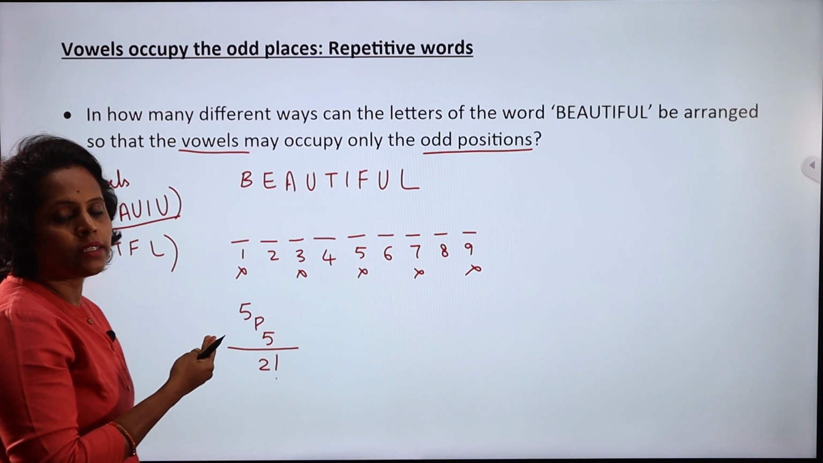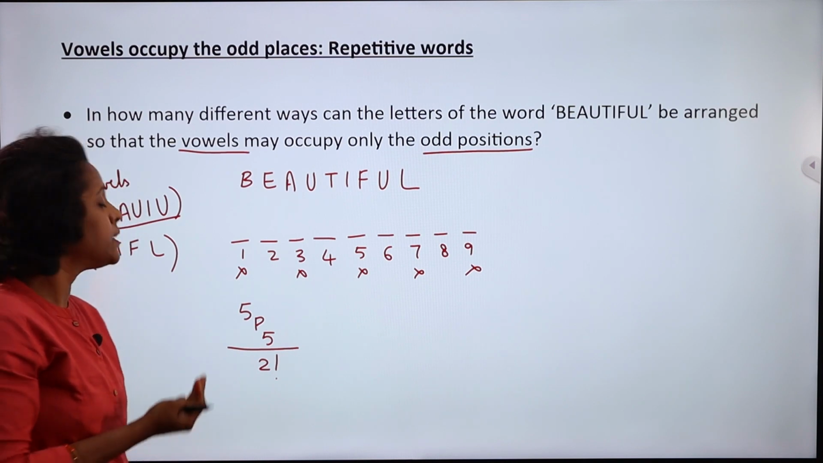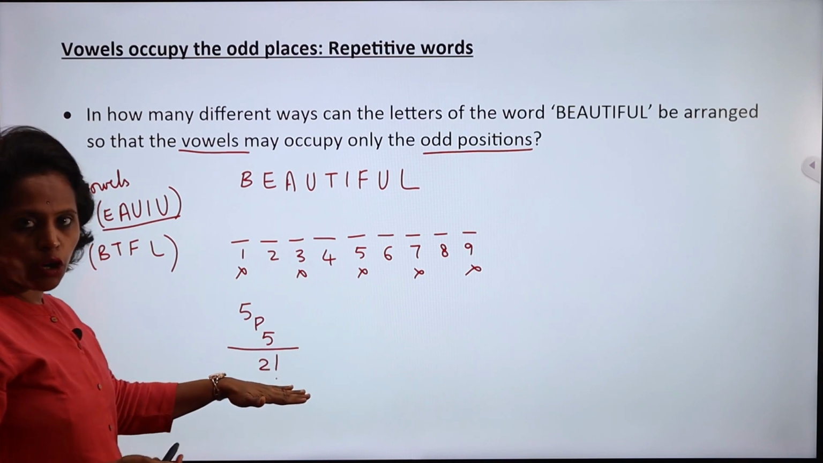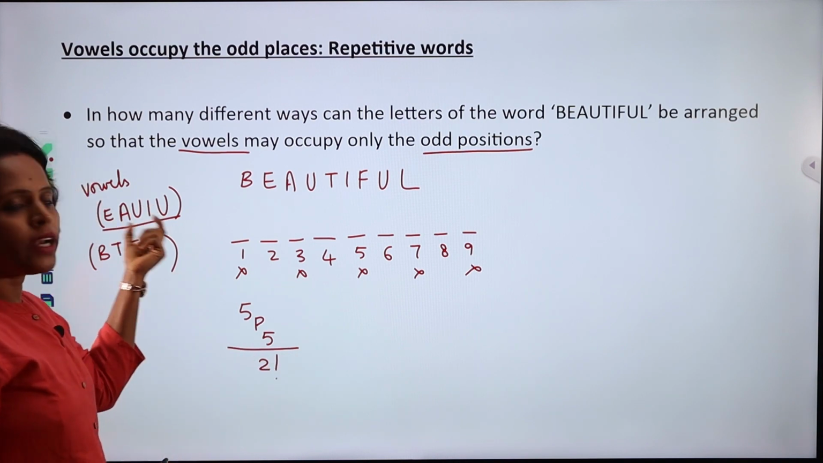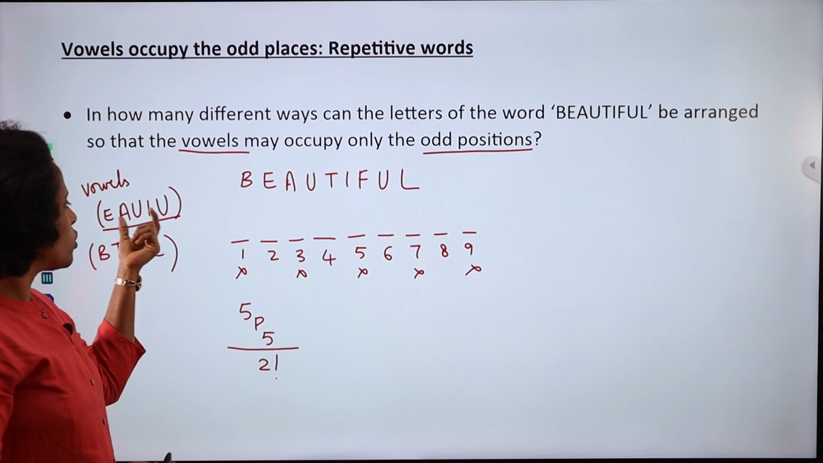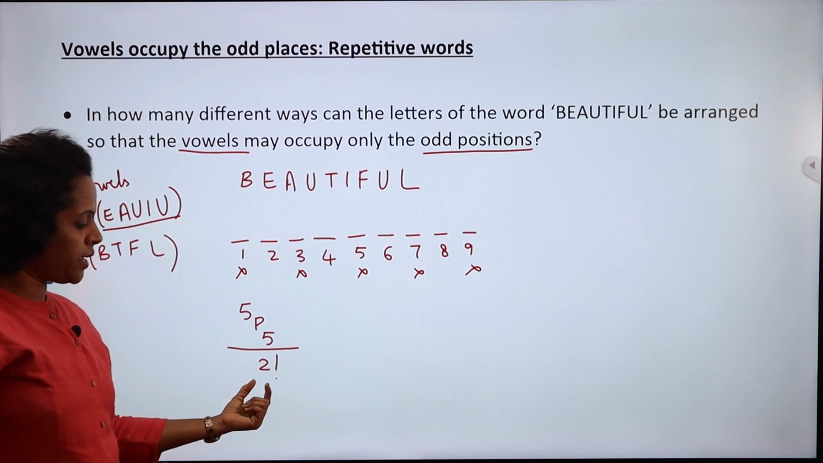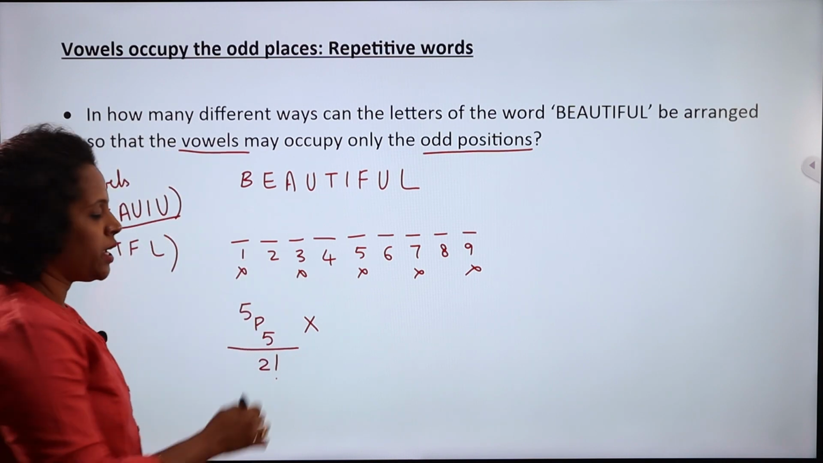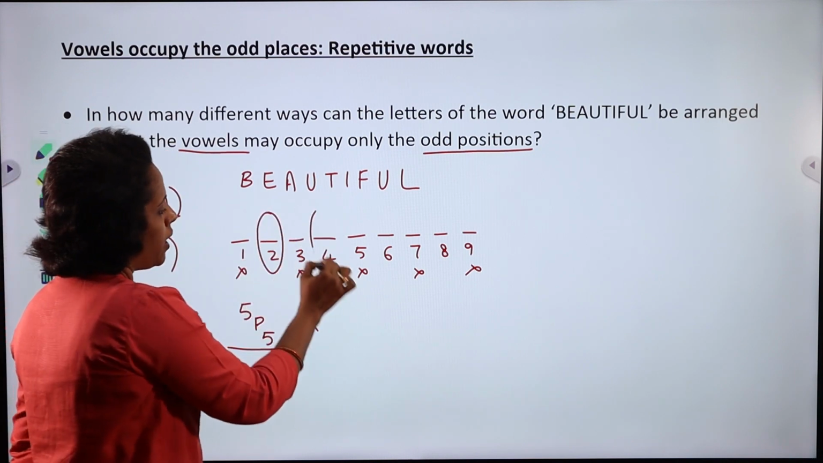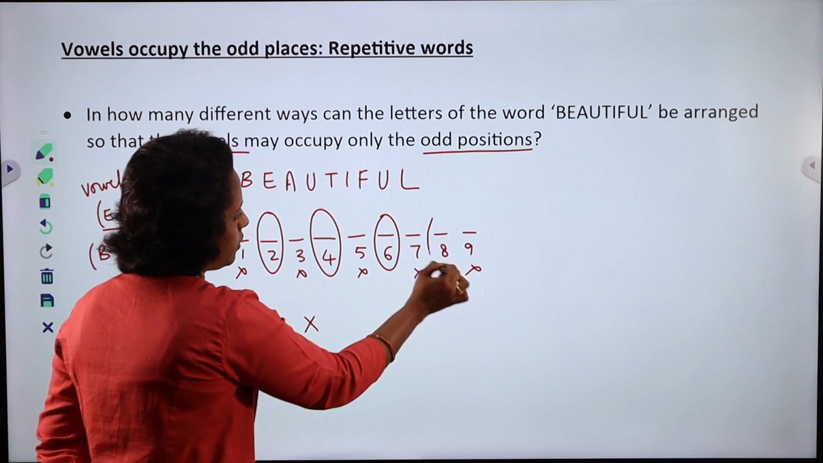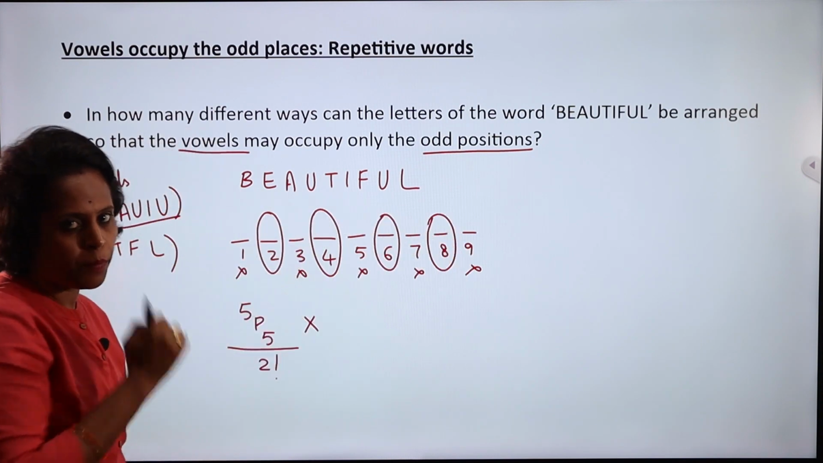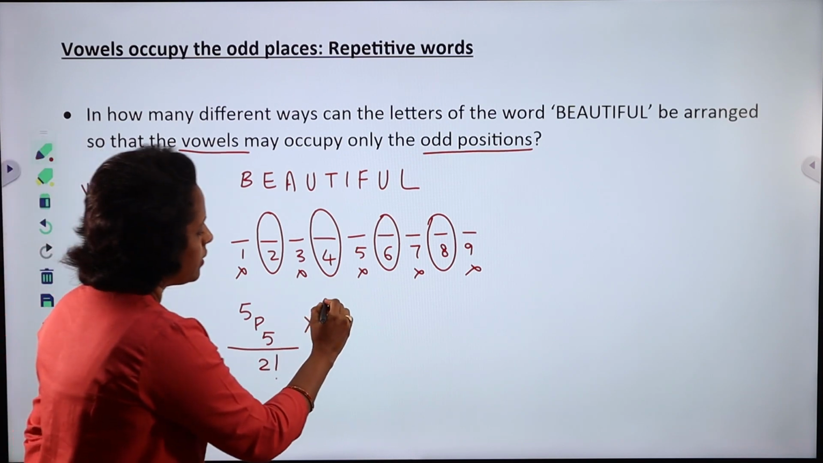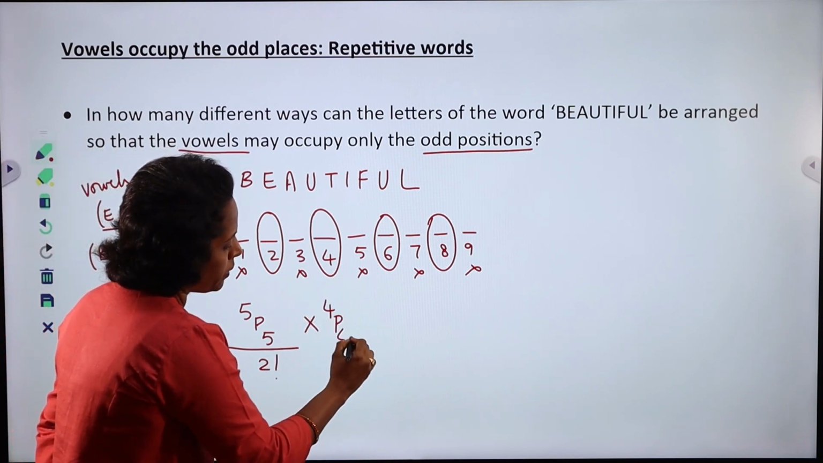In the earlier questions, we didn't have repetitive letters. Here, because we are having repetitive letters, we need to write the denominator for the corresponding letter which is repeated. So, U is repeated twice, so I am writing 2 factorial into, what are the remaining positions? 1, 2, 3, 4. So, 4 places are left to be filled with 4 letters. That can be done in 4p4 ways.